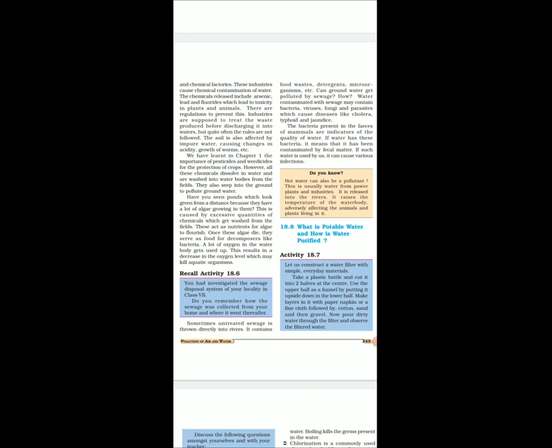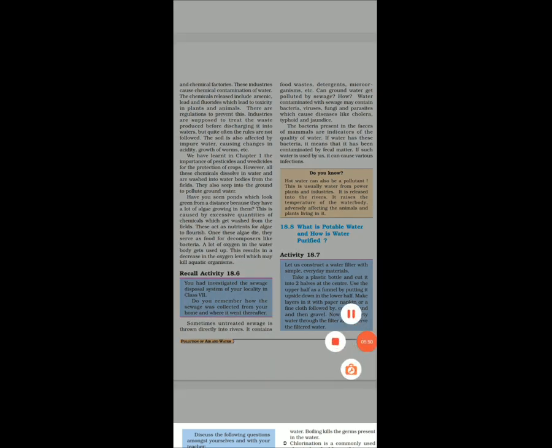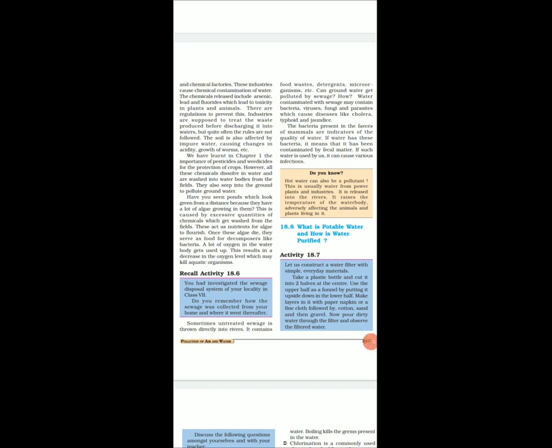In activity 18.6, you studied the sewage disposal system of your locality in class. Do you remember how the sewage was collected from your home and where it went? Sometimes it is thrown directly into the rivers. It contains waste and organisms, etc. Can groundwater get polluted? How?